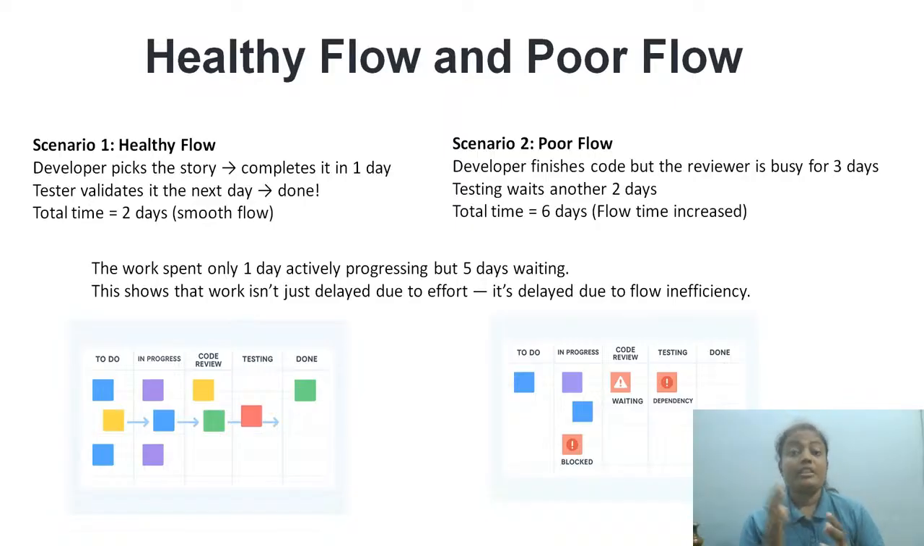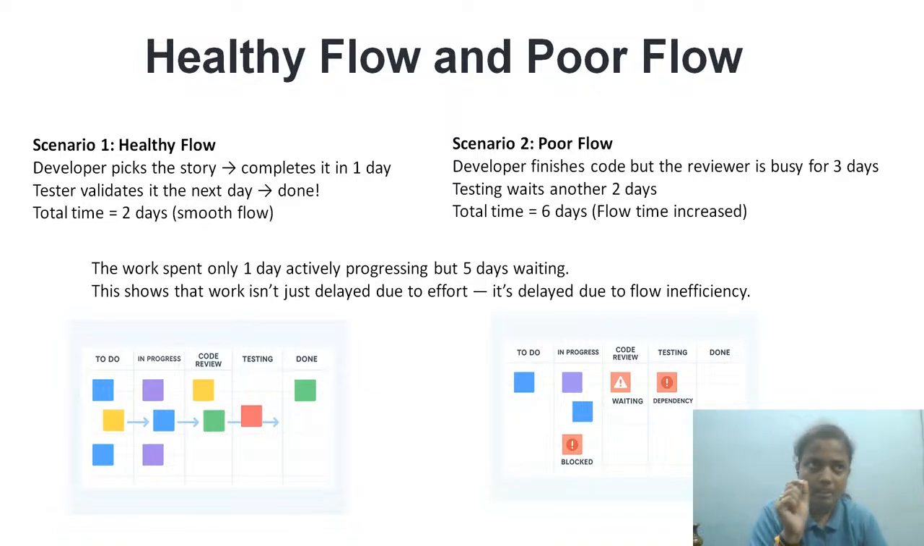Next situation, testing. Another waiting period, 2 days, because the tester is busy. No one is ready to pick the ticket, so 2 days waiting. So in this situation itself, 1 day development, 3 plus 2, 5 days waiting period, total 6 days. Flow time drastically increased, right?